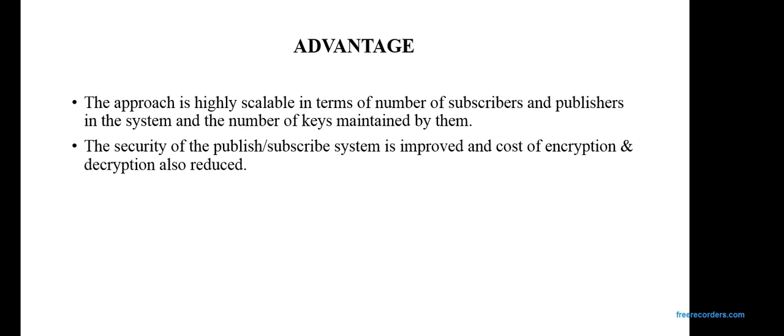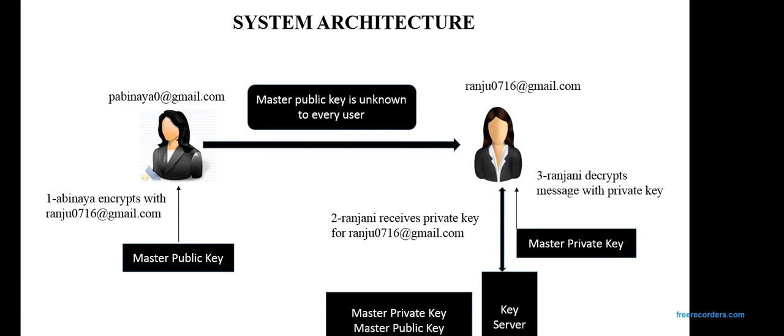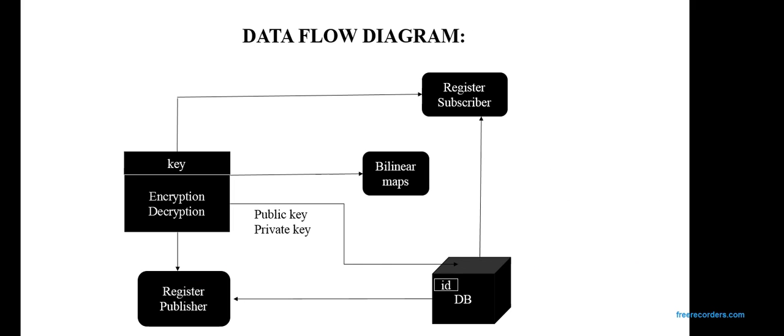Advantages: the number of subscribers and publishers in the system, and the number of keys maintained by them, can scale. The security of the publish subscribe system is improved, and the cost of encryption and decryption is also reduced. This is the minimum software and hardware requirements of our system, and this is the architecture of our system. This is the data flow diagram.